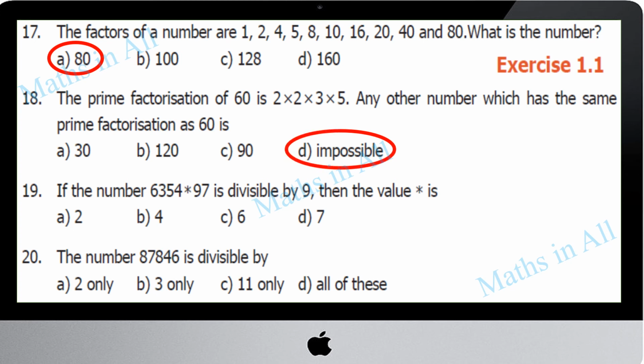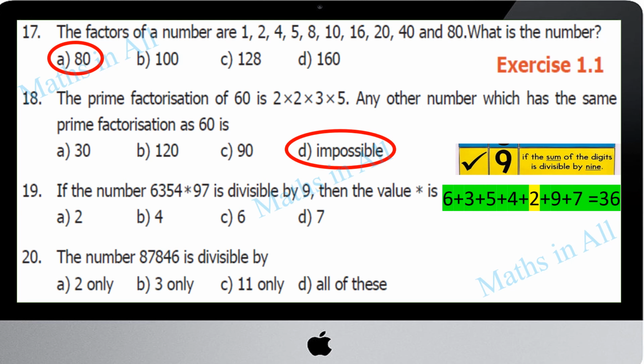Okay. 19th, if the number 6354-97 is divisible by 9, then the value of the blank is what? So we have to fill these 4 options in the place and check. Okay. So let us take the divisibility rule first. Yes. If the sum of the digits is divisible by 9, we have to add all these numbers, right? So first let us enter the 2 in between that number. Okay. 6, 3, 5, 4, 2 plus 9 plus 7. So the answer is 36. Let me check all the other numbers.